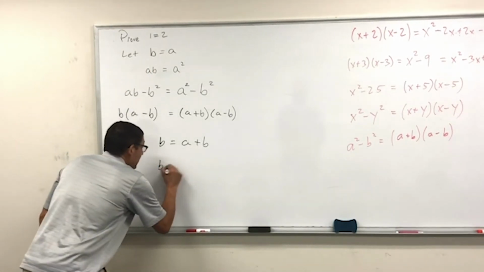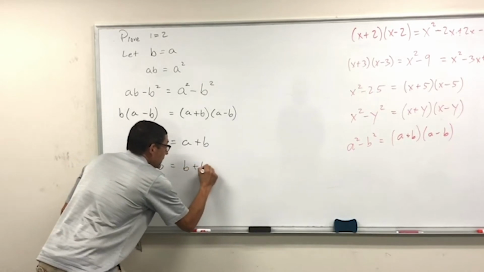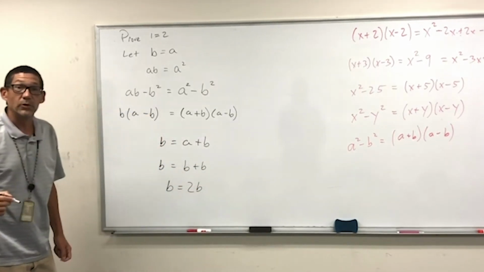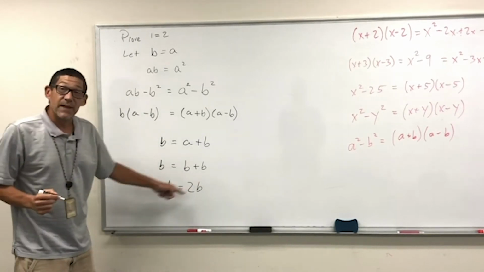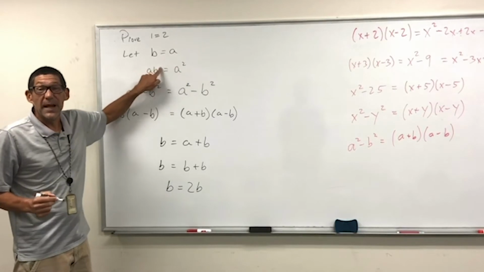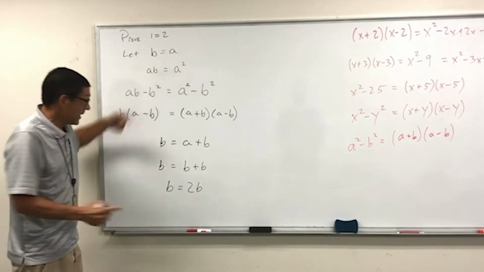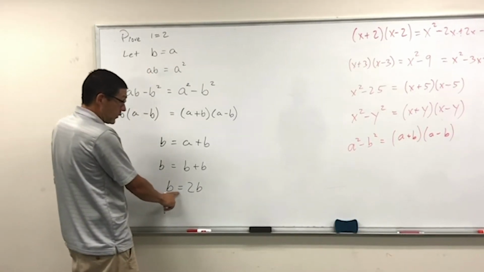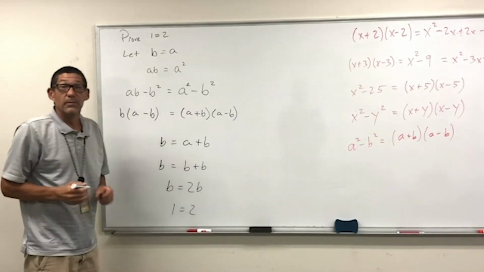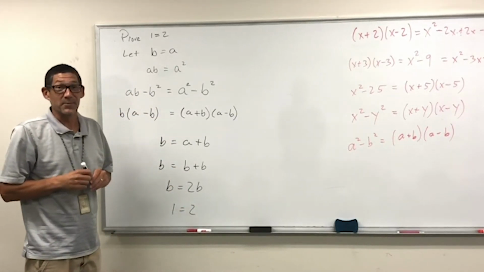So we get b is equal to b plus b, or b is equal to 2b. If I choose to divide both sides by b, I can do that. Or since this is true for any values a and b, I can just let b equal 1. If b equals 1, we have 1 equals 2 times 1, or 1 equals 2. At Louisiana School, anything is possible.